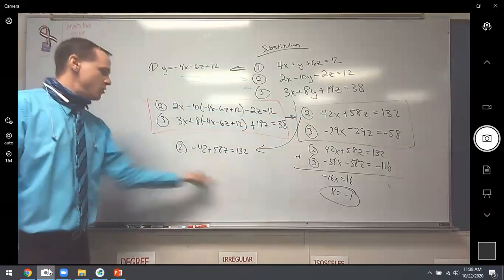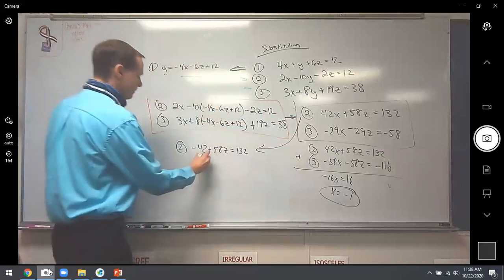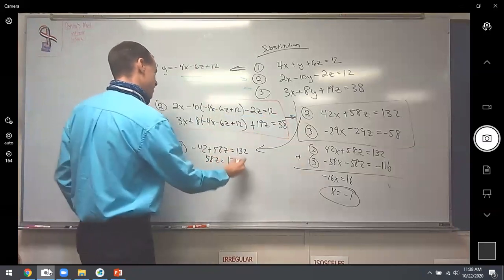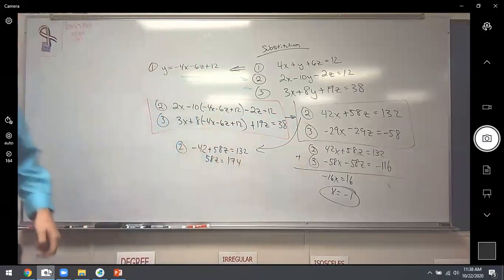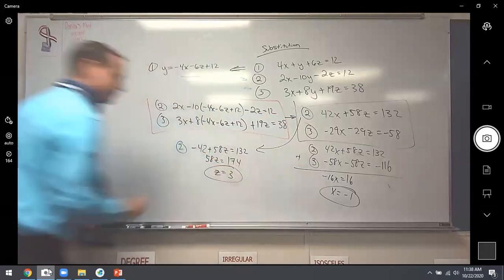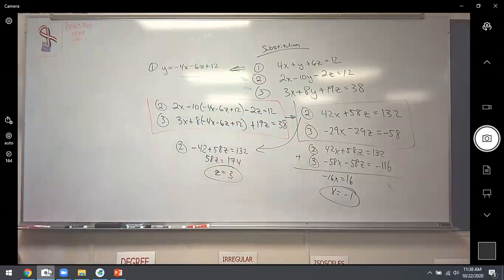And solving for z, we'll add 42 to both sides. So 58z is 174, if I added that correctly. And then dividing by 58, 3. I hope it's pretty. It is. Yes, indeed. So z is 3. So now I've got 2 of them. I got x and z.